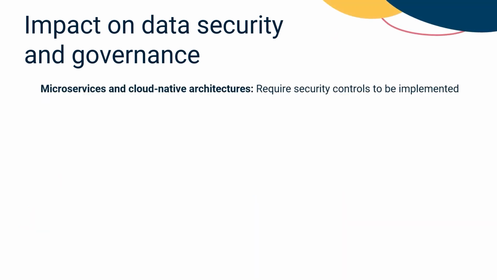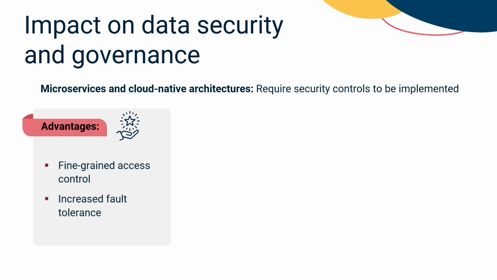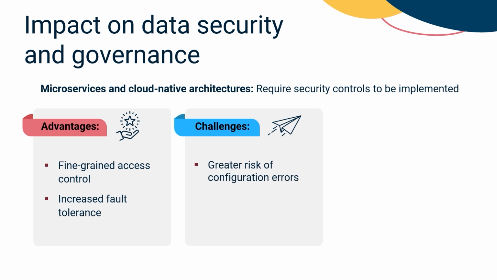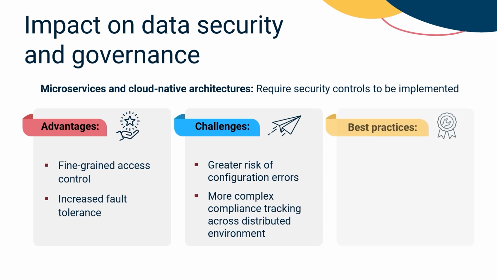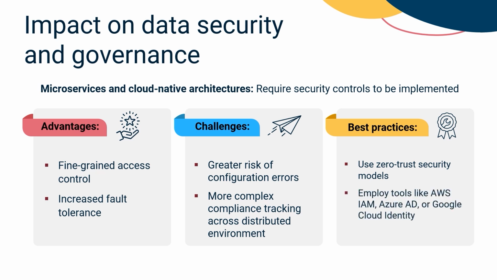Microservices and cloud-native architectures are decentralized, so security controls must be implemented across multiple services and databases. This can lead to fine-grained access controls and increased fault tolerance, but increases the likelihood of configuration errors that result in data leaks and complicate compliance tracking across distributed environments. Best practices to mitigate these risks include using zero-trust security models to enforce strict access controls and employing tools like AWS IAM, Azure AD, or Google Cloud Identity for managing distributed identities.